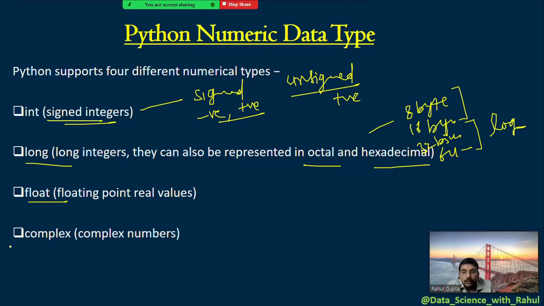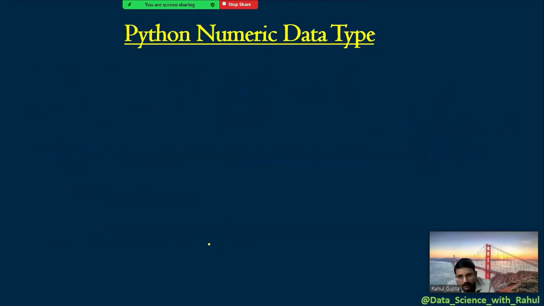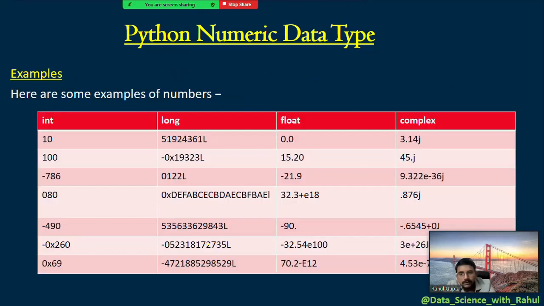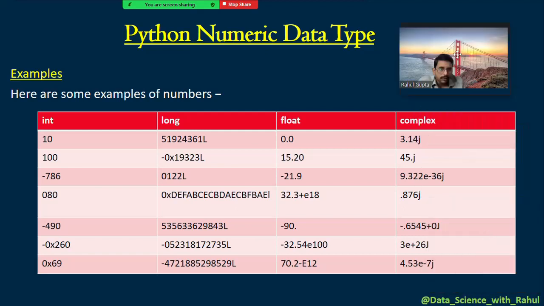And the last one is called the complex number. You would have learned in the math, like a plus ib. I is the complex part, a is the real part. Okay, so these are the four data types which Python is supporting. Now we'll discuss the example of this. So here is basically the long list that you can see.